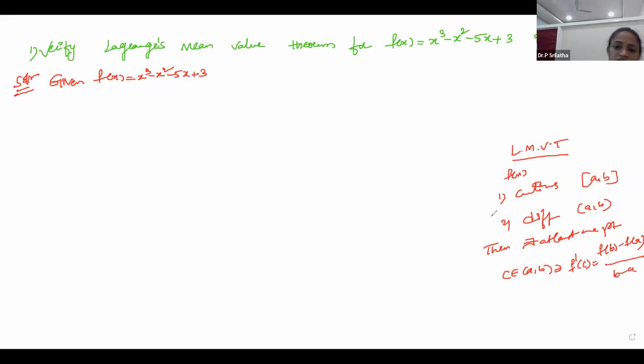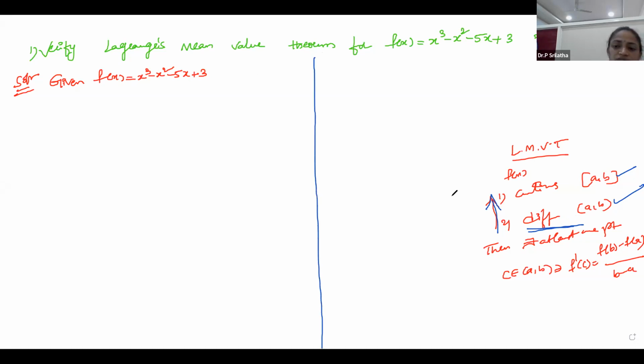Okay, so first what we have to check, same like the previous method, we have to follow. First we have to check whether it is differentiable or not. Next we check whether it is continuous or not. Actually we are checking only differentiability because every differentiable function is continuous. So that's why I'm checking first whether the given function is differentiable or not. Okay, is it clear all of you?